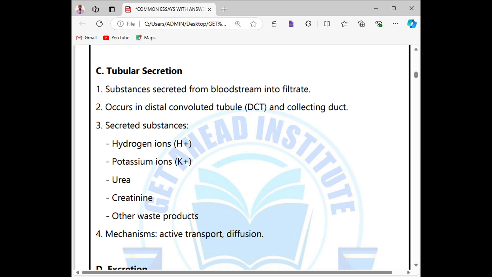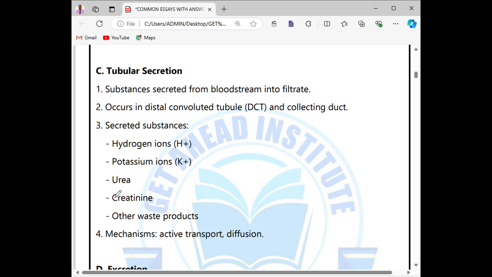Be able to differentiate: tubular reabsorption occurs in the proximal convoluted tubule as well as the loop of Henle. Tubular secretion occurs in the distal convoluted tubule as well as the collecting duct. The substances secreted in this step include hydrogen ions, potassium, urea, creatinine, and other waste products.